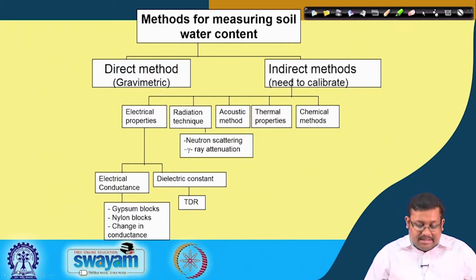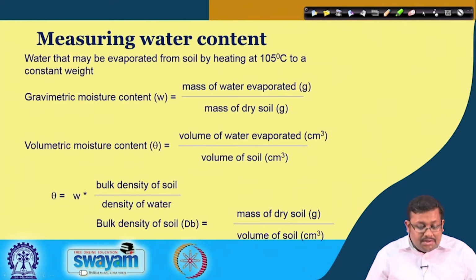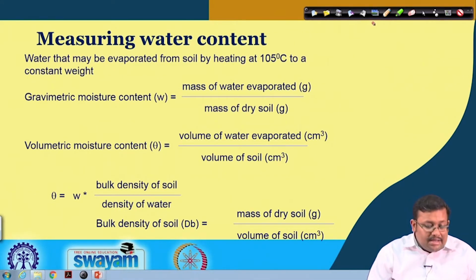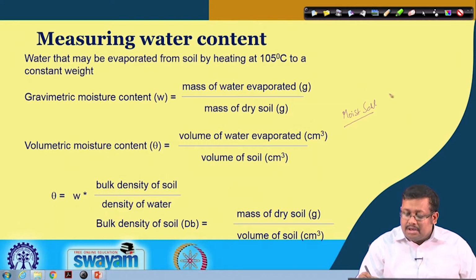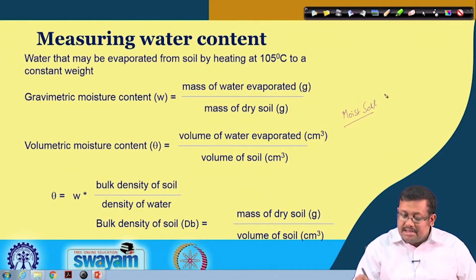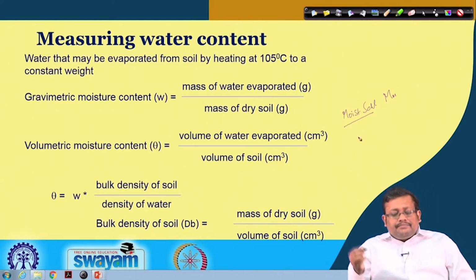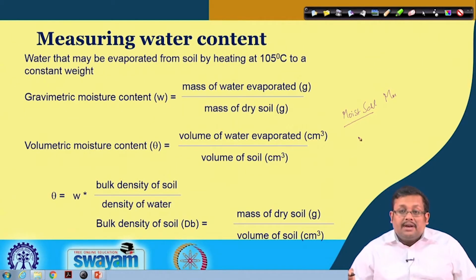We have already covered this slide in our last lecture, so we should move from here, and let me show you some measurement of water content. The direct method is called the gravimetric method. Water may be evaporated from soil by heating at 105 degree centigrade to a constant weight. We take moist soil from the field and weigh it, the mass of moist soil, and then we dry the soil at 105 degree centigrade overnight, and as a result the water evaporates, and then we get the mass of dry soil.